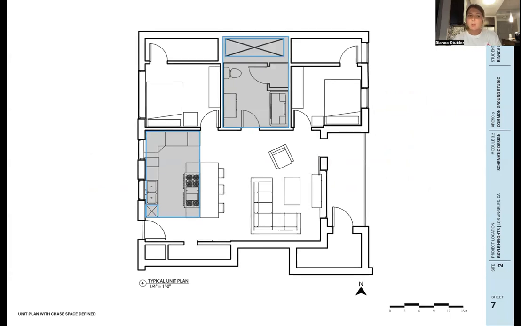And then finally, my typical unit plan, this is just showing where this chase space is. So in the bathroom, it's a pretty large space on that wall that all that plumbing and stuff can go to. And then in the kitchen, my wet space obviously is a bit larger. And then we have another chase space defined there for that.